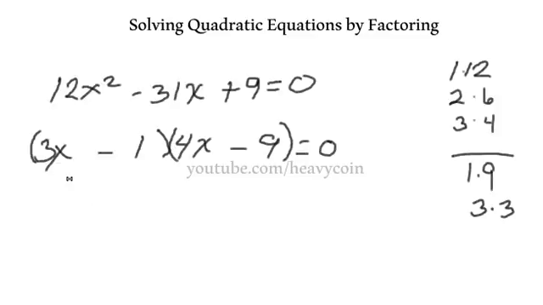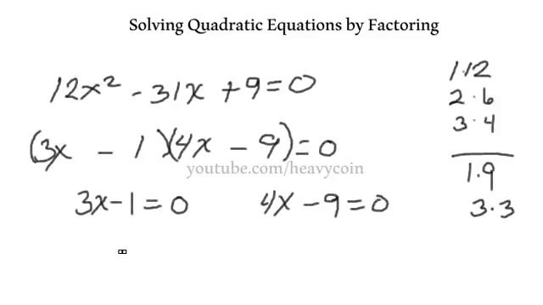Anyway, now what we want to do is go ahead and set both of our factors equal to 0. So 3x minus 1, because remember, we're trying to find the solutions to this equation up here. Let's not lose focus. Okay, bringing the 1 over and then multiplying both sides by 1/3. So one of our solutions is x is equal to 1/3, and then another one of the solutions is going to be 9/4.